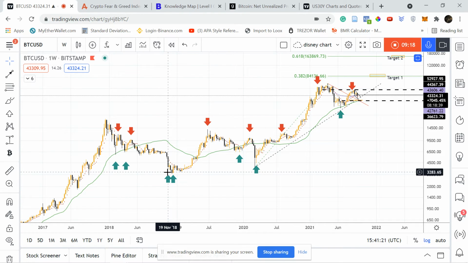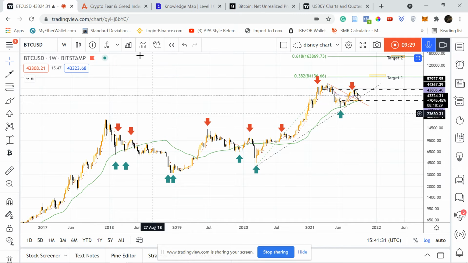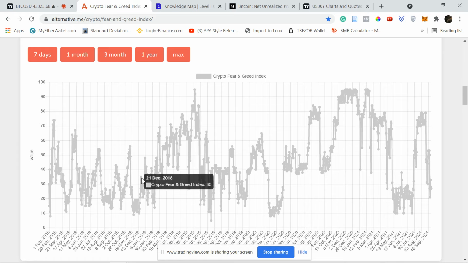So let's have a look at the 17th of December and the 19th of November, 2018. So November here. There we go. We got 20, 21, 22. So the last week of November, it was actually 12. Again, it was below our mark of 20, and this one was a buy opportunity.